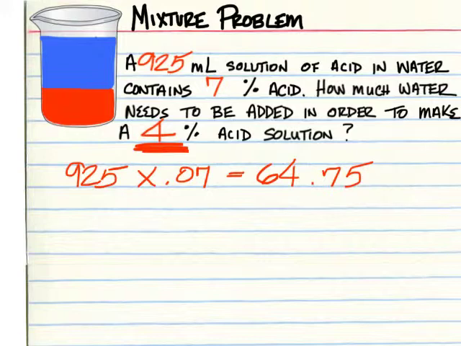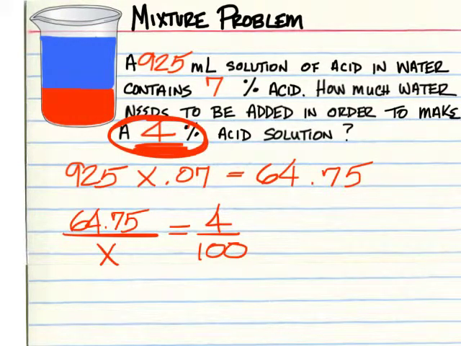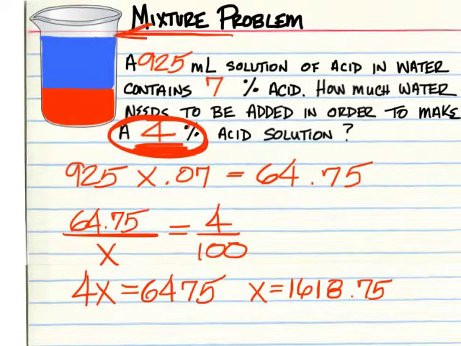Therefore, what you're going to have to do is, 64.75 is 4% of what number? This is the new percentage that it must become. Cross multiply to get 4x equals 6475. And when you divide 6475 by 4, then you're going to get an answer for x of 1618.75. That's the new total volume that there must be.